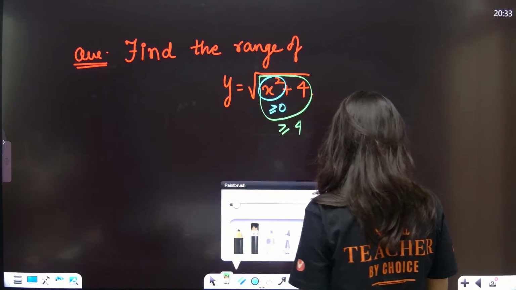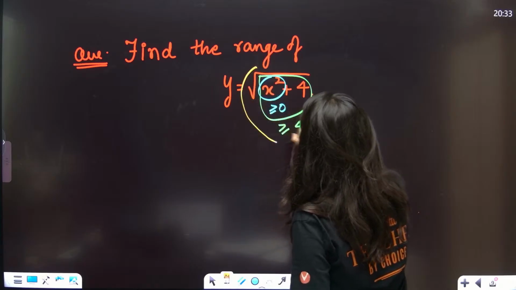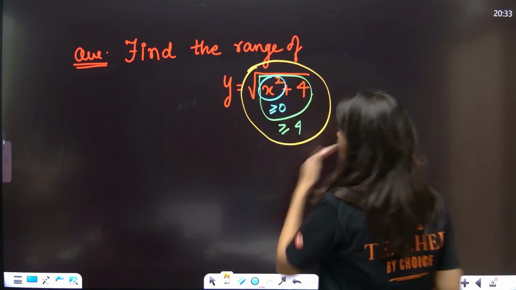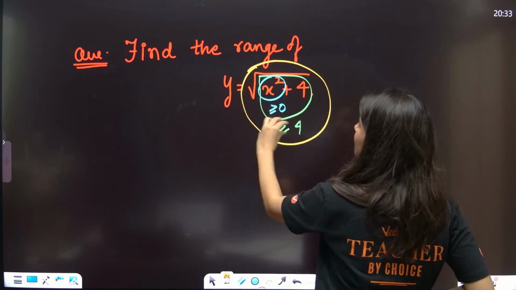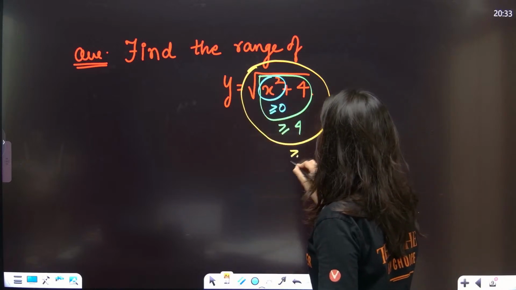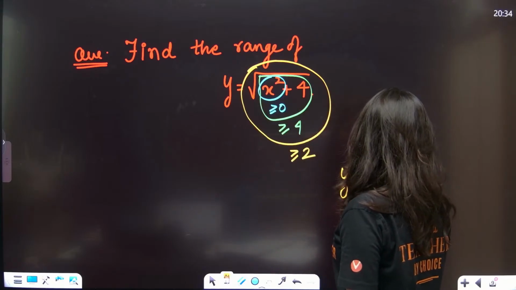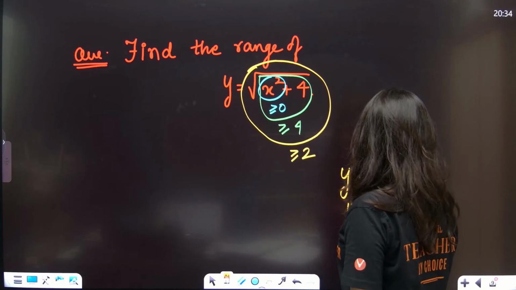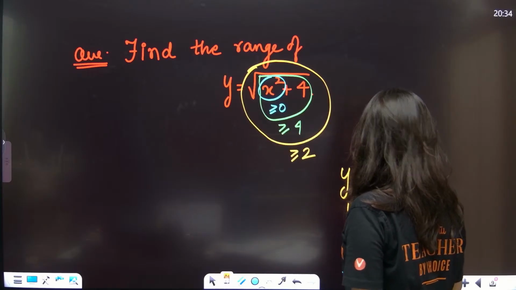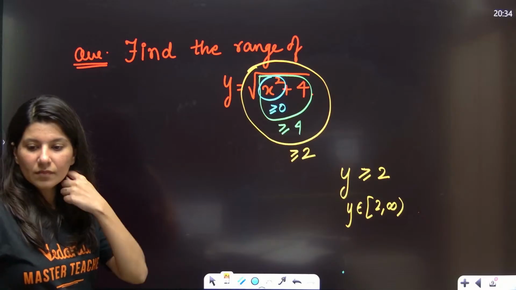Now let's talk about the square root thing. So this whole thing is under a square root, greater than or equals to 4. If you take the square root, it will be greater than or equals to 2. That's it. So your y will be greater than or equals to 2. Y belongs to 2 to infinity. Okay. All right.